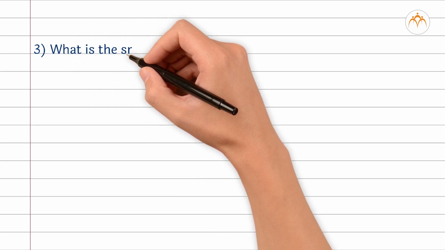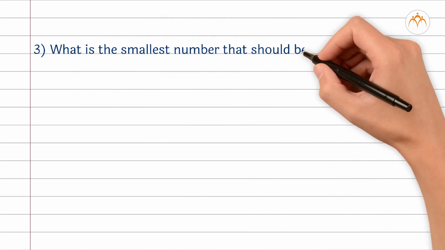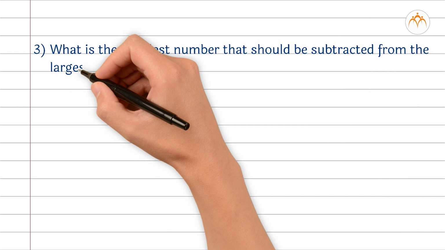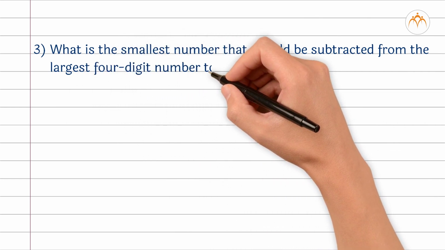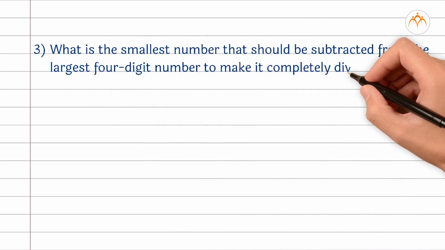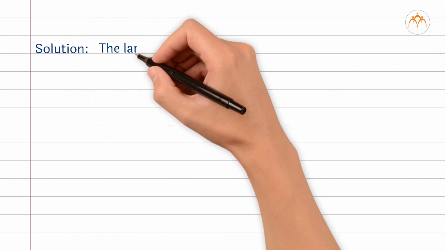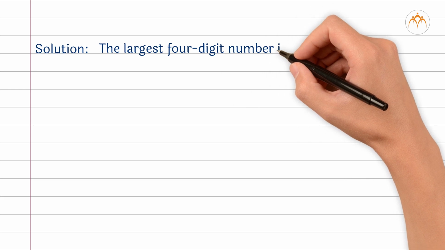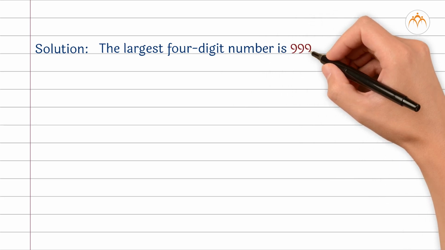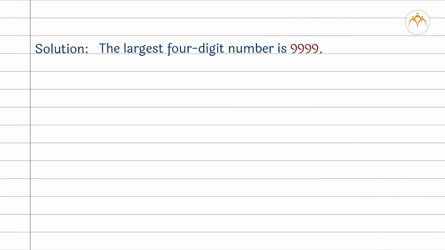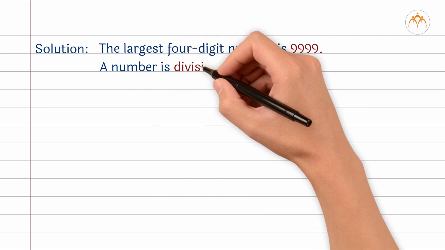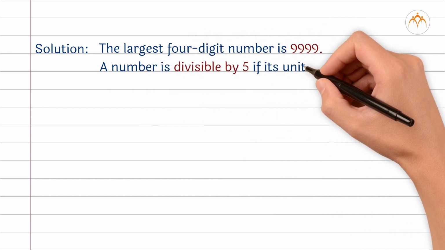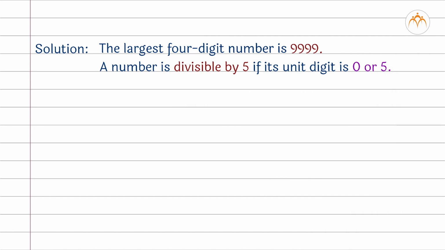Let's consider another example. What is the smallest number that should be subtracted from the largest 4-digit number to make it completely divisible by 5? Solution. The largest 4-digit number is 9,999. A number is divisible by 5 if its unit digit is 0 or 5.